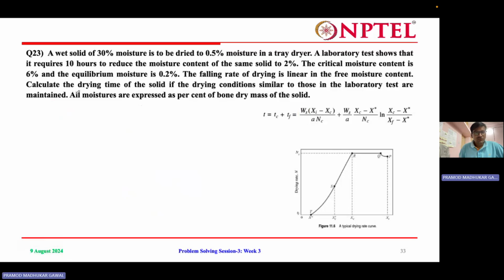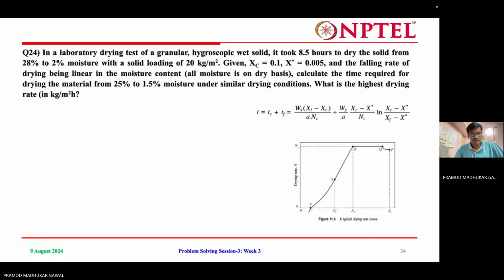Question number 23. A wet solid of 30% moisture is to be dried to 0.5% moisture in a tray dryer. Same or same? Okay, this is the same.